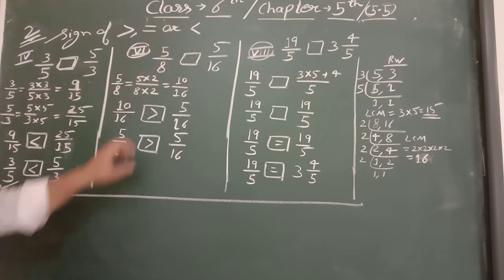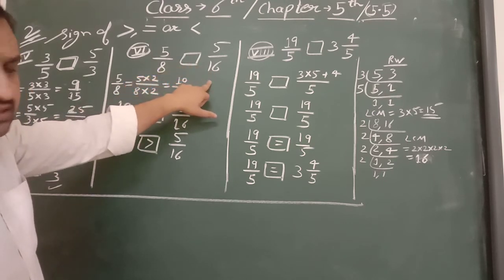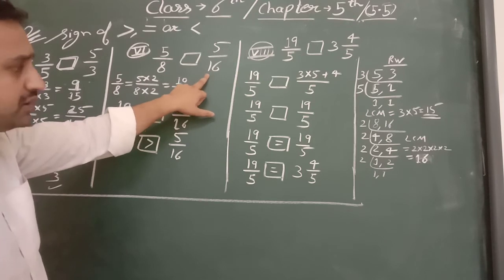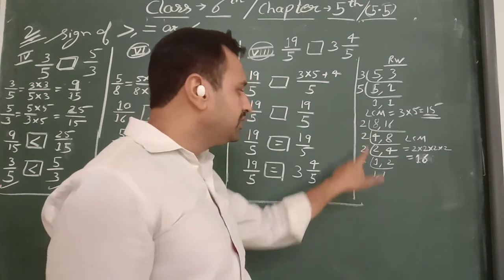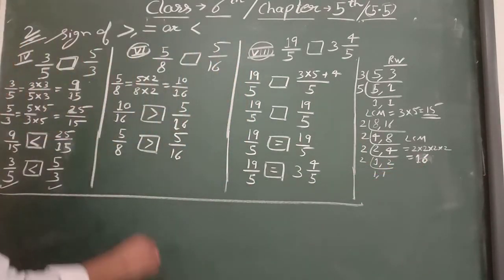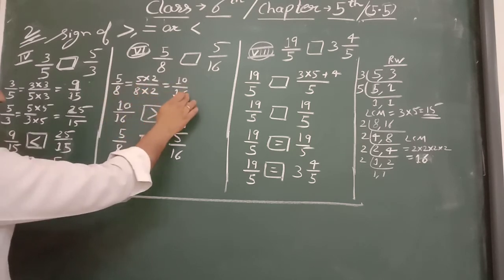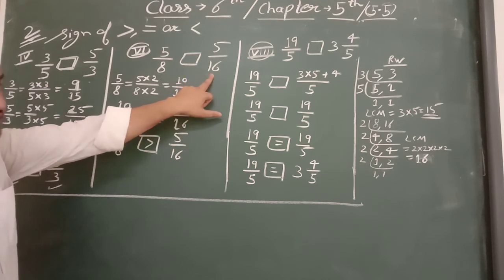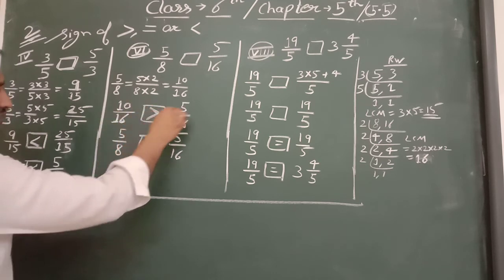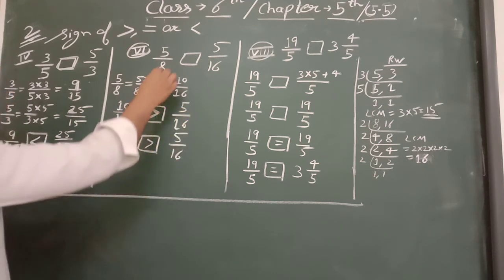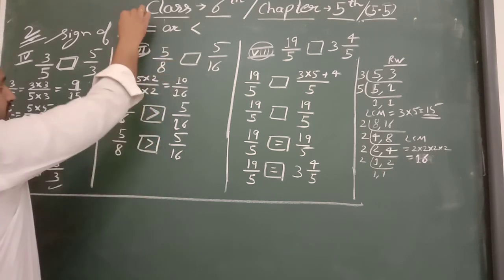Now in the 6th part, 5 upon 8 and 5 upon 16, both are unlike fractions because the denominators are different. So firstly we find their LCM. LCM of 8 and 16 is 16. Now we have to convert 5 upon 8 to denominator 16, multiply by 2, 10 upon 16. In the second fraction, the denominator is also 16. So after comparing, we can say that 10 upon 16 is greater than 5 upon 16. So the fraction 5 upon 8 is greater than 5 upon 16. In the box, we put this sign.